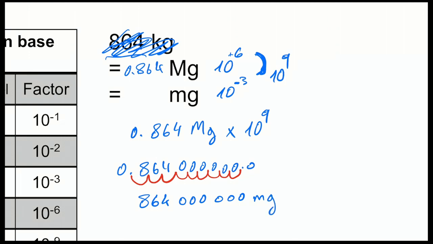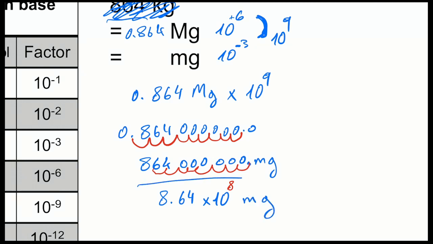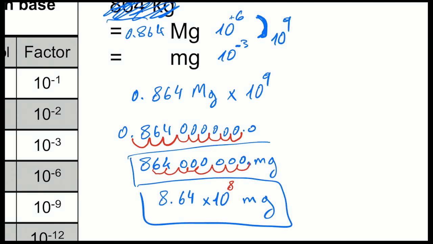Or you can convert that now to scientific, which is 8.64 multiplied by 10 to the power of something. And since the decimal point is here, I'm moving the decimal point 1, 2, 3, 4, 5, 6, 7, 8. So that becomes, and because I'm moving it to the left, it becomes +8, still milligrams. And that's your scientific notation for the decimal format. I hope that's helpful.